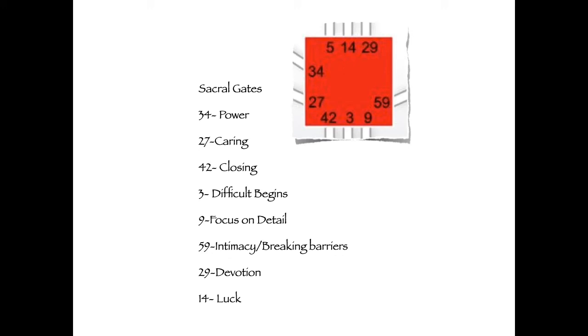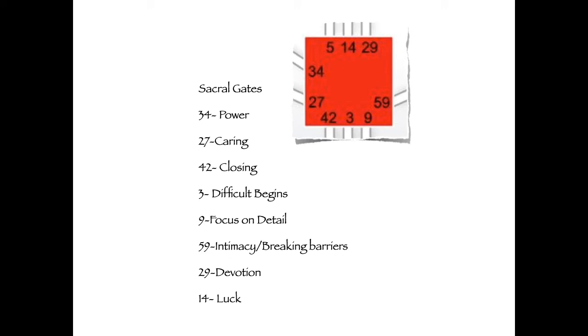And if you can imagine that gate 3 is all about a seed, and you need all the perfect conditions for that seed to sprout and that seed to sort of take root and grow. So that's what it means when it's difficult in the beginning. It has to have all the right circumstances for something new to be brought into the world.